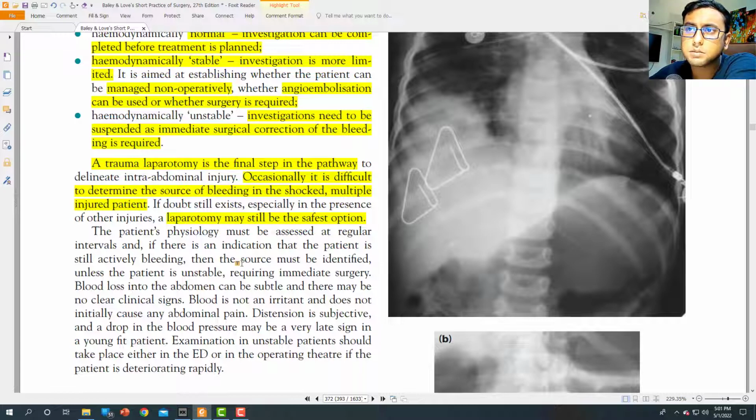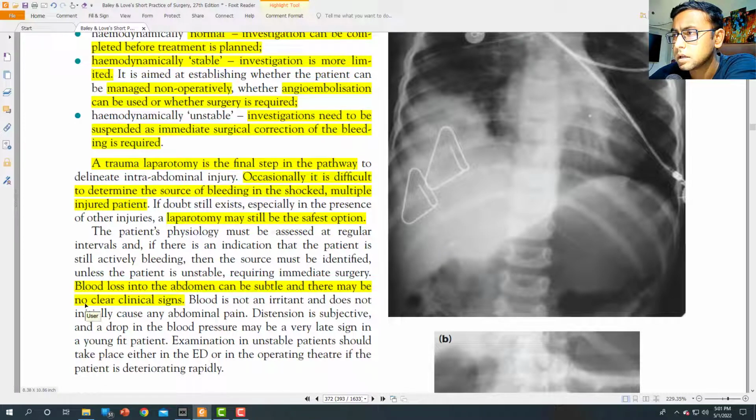The patient's physiology must be assessed at regular intervals. If there is an indication that the patient is still actively bleeding, then the source must be identified, unless the patient is unstable and requires immediate surgery. Blood loss into the abdomen can be subtle and there may be no clear clinical signs. That bleeding can be ghost-like; blood loss in the abdomen can be subtle, and there may be no clear clinical significance.